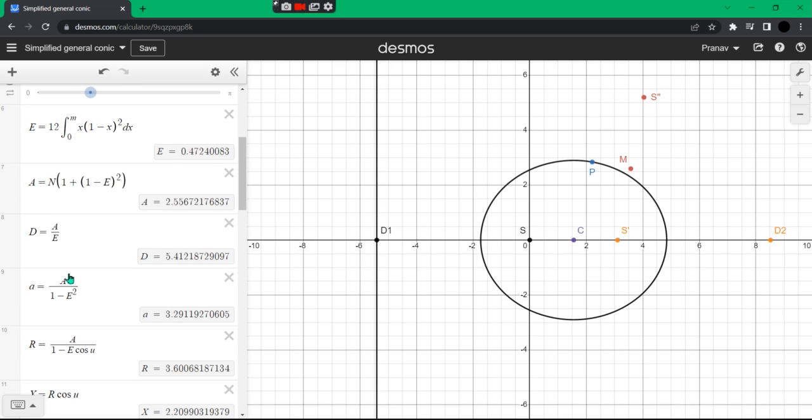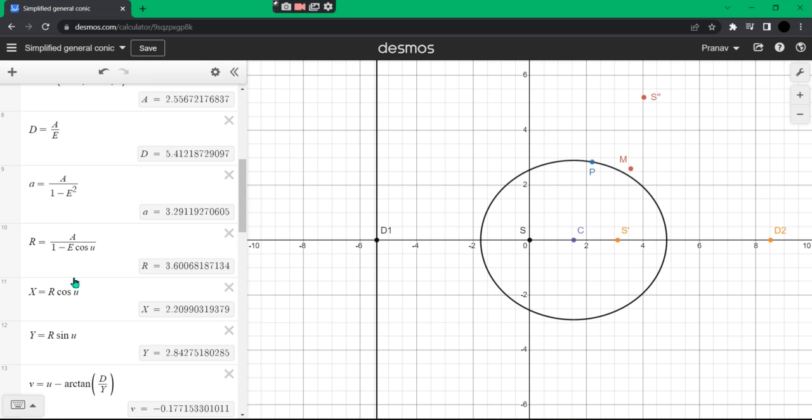I have defined d as a upon e, and small a is of course the semi-major axis, which is A upon 1 minus e squared, right? So a times 1 upon e minus e, that would be capital D. But capital A would be eccentricity times that. So it's going to be a times 1 minus e squared, and that's why small a is just capital A upon 1 minus e squared. Anyway, and then I have this r.